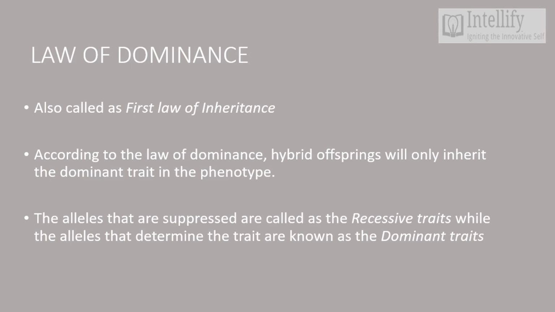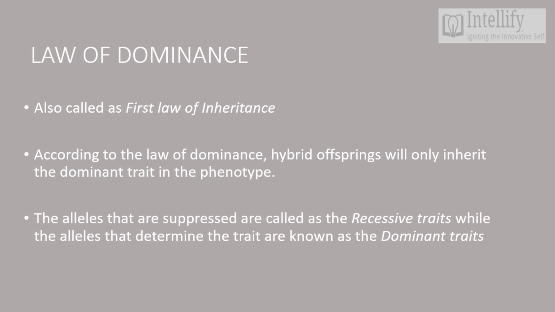First, law of dominance. It is also known as the first law of inheritance, and according to the law of dominance, hybrid offsprings will only inherit the dominant trait in the phenotype. What does this dominant trait mean? What is the phenotype? Phenotype is the trait which will look like, that is expressed physically. For example, we can see a plant and say that it's tall or it's dwarf. How can we say that? Because it is a phenotype of tallness.